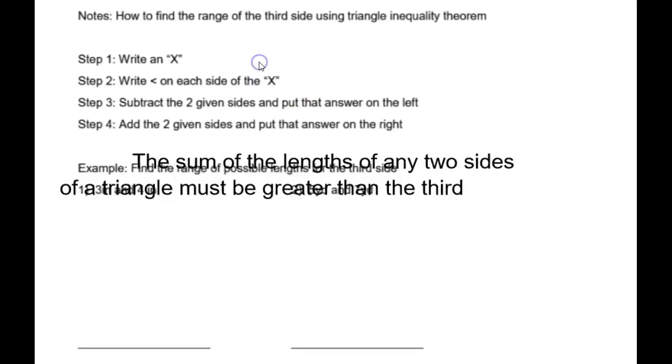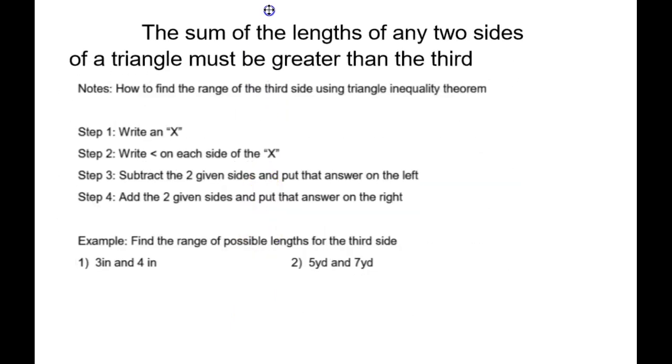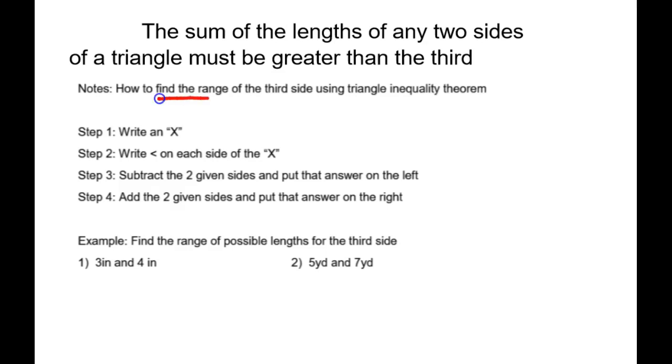So if you flip over your page, I'm going to show you how to do something else real quick. Okay, so flip it over. On the back side, we're going to do real quick how to find the range of the third side. On your assignment today, you're going to have some of these. This is really easy to do. So when you see the word find the range of a third side, step 1, write an X. Step 2, put a less than sign on each side. Less than, less than. And then all you got to do is subtract the two numbers and then add the two numbers. Subtraction goes on the left, addition goes on the right.